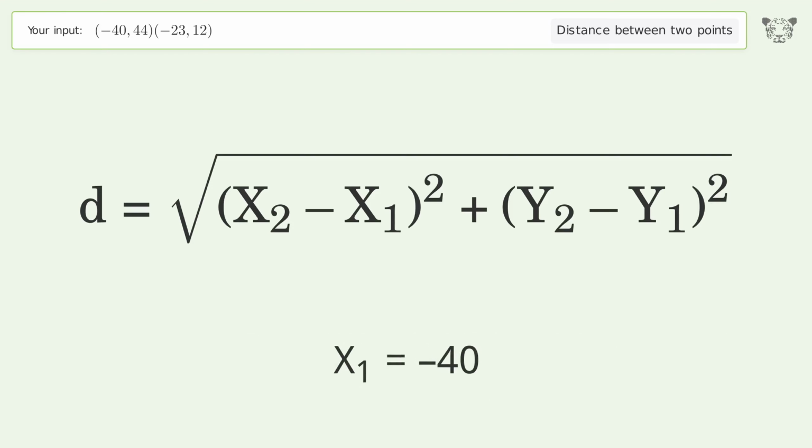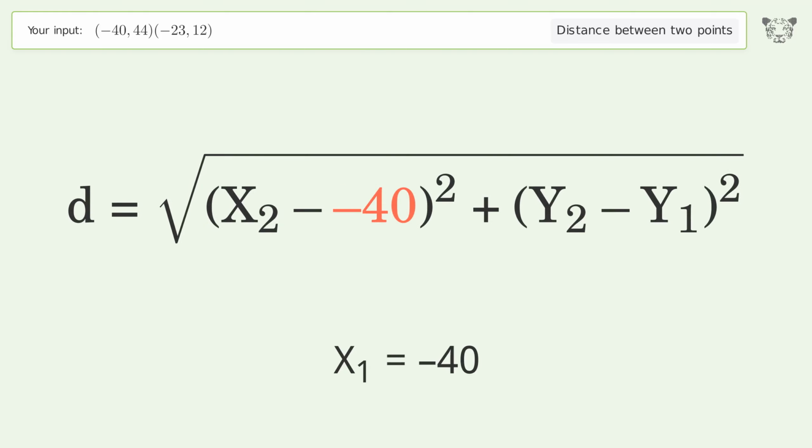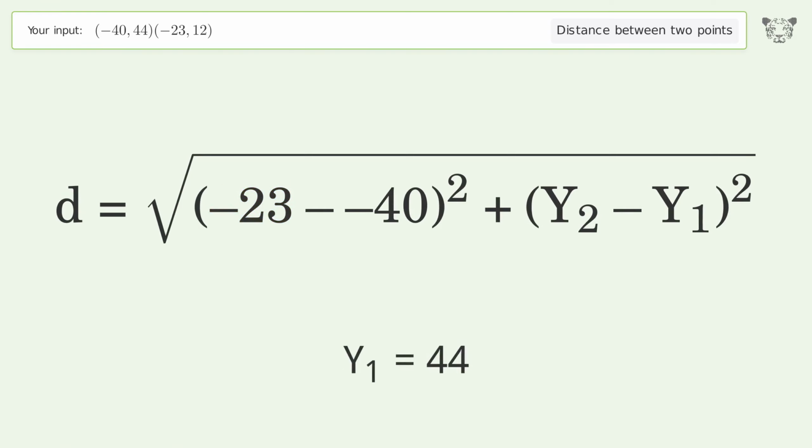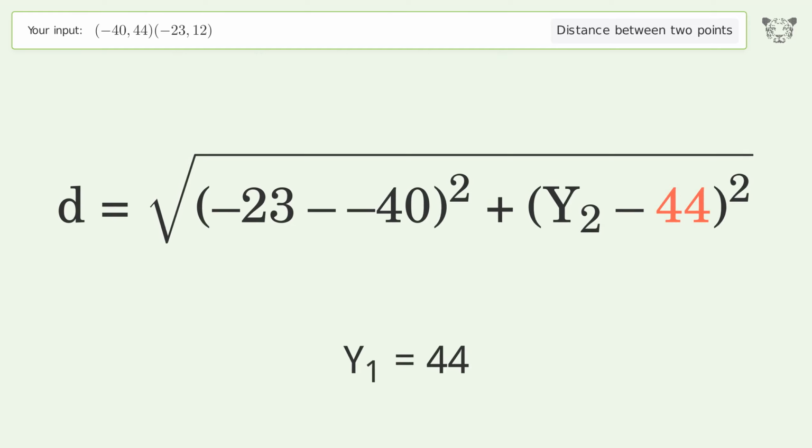x1 equals -40. x2 equals -23. y1 equals 44. y2 equals 12.